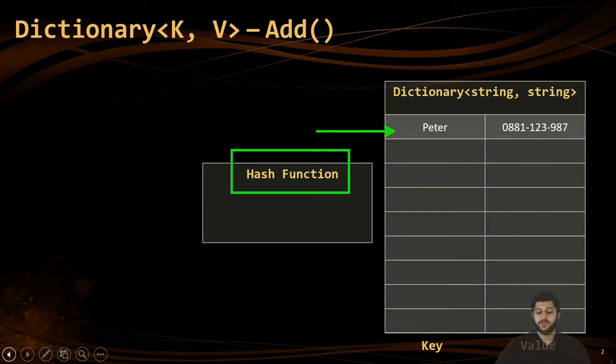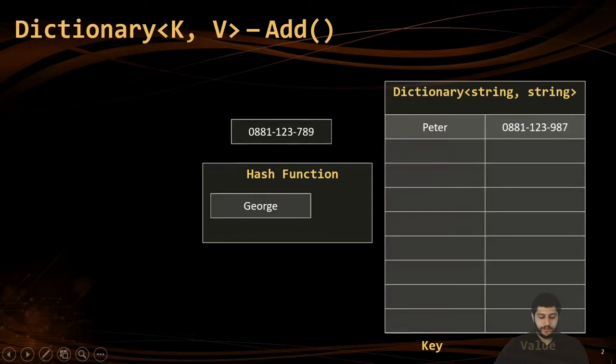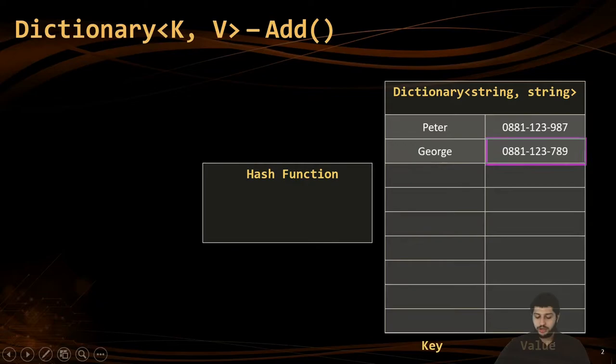We can do the same thing again. We can add another key value pair, and this time it's George and his phone number. So George is meant to be here on the second place. It could also be right here. It doesn't really matter. The hash function determines where in the table we're going to store the key value pair. And as you can see here, I'll say it once again, we put the key through this hash function to find its place. And when we find its place, like in this example here, we take the value and put it here, associated with its key.